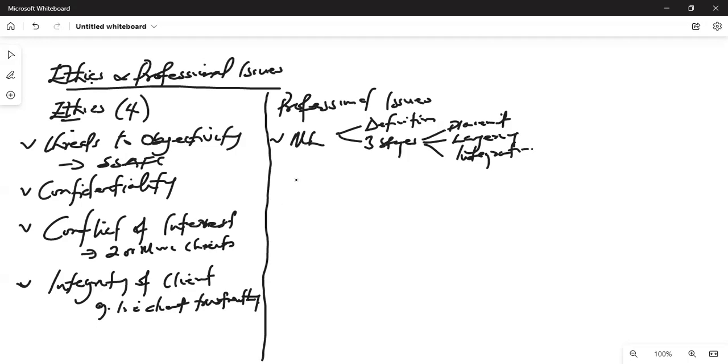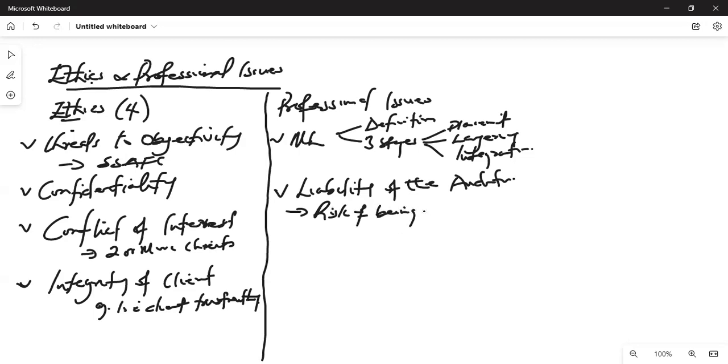Okay. Then in the same way, when you are talking about professional issues, another thing that comes up is the liability of the auditor. Now, audit is risky. As a matter of fact, all those companies that have gone down were all audited. And most of them had their financial statements declared by the auditors as true and fair. Yes, they still went down. Now, the auditor's liability is trying to explain that the auditor is at risk of being sued. So how does he handle it?